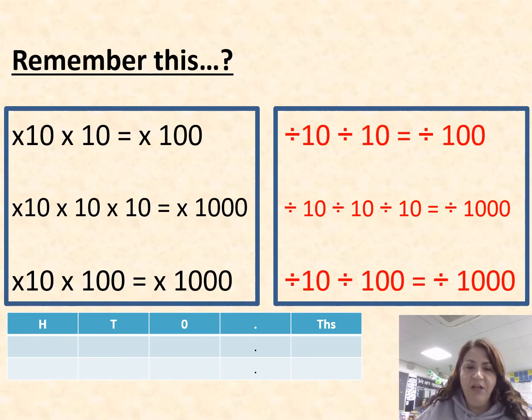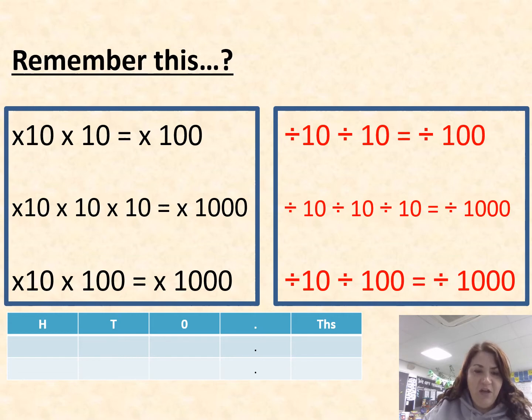Okay, so just to remind you again, multiplying by 10 and multiplying by 10 again is the same as multiplying by 100. Multiplying by 10, multiplying by 10, multiplying by 10 again is the same as multiplying by 1,000. And that's also the same as multiplying by 10 and then multiplying by 100, because that 100 is the 10 times 10. So dividing by 10 again is the same as dividing by 100. Dividing by 10 and then dividing by 10 and then dividing by 10 again is the same as dividing by 1,000. And you know what's coming up? Dividing by 10 and then dividing by 100 is also the same as dividing by 1,000.